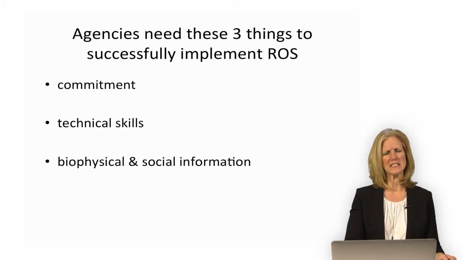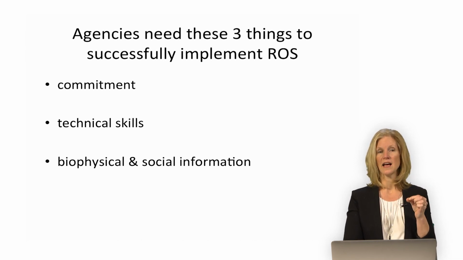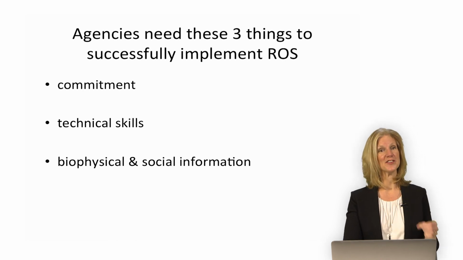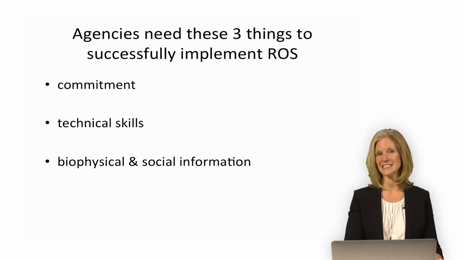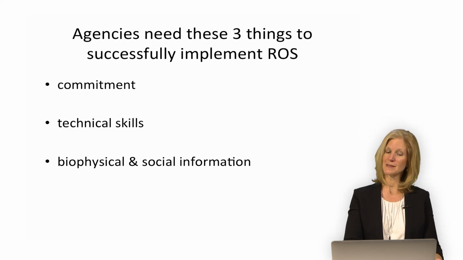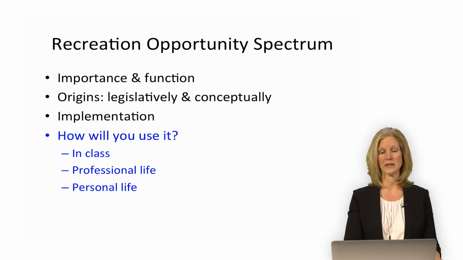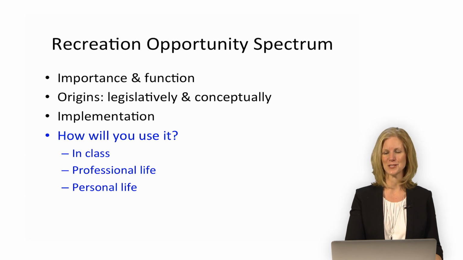When agencies are considering implementation of the ROS, beyond following that protocol, 3 things agencies need are commitment, technical skills, and information. And you can imagine acquiring and then implementing the information in the process takes both time and money, which is sometimes in short supply in natural resource agencies. But despite the challenges of ROS implementation, it remains significant to recreation management and planning, which is why we're studying it.